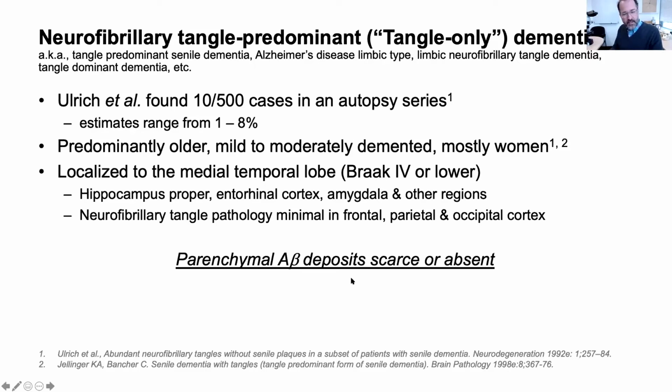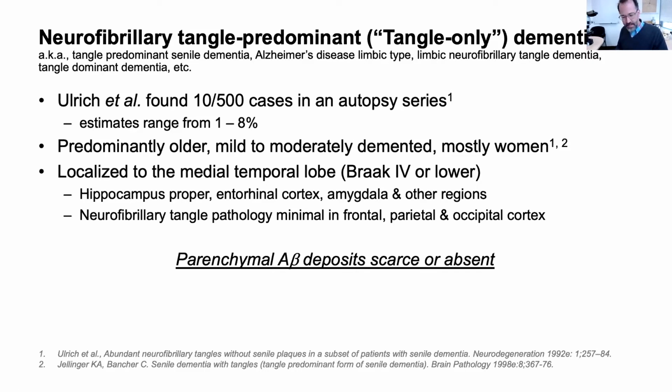But these cases were predominantly older, and when I say older, I mean oldest old, not young old. Regular old is 65 to 80. These patients were 80 to 100, so 90 years old was the average, and mostly women. The other thing that was different is they were only moderately demented. They weren't as demented as the classic Alzheimer's disease that you think of. It's associated with plaques and ApoE and maybe mutations in APP or other genes. Also, they were localized to the medial temporal lobe.